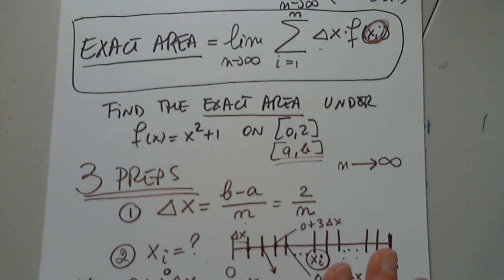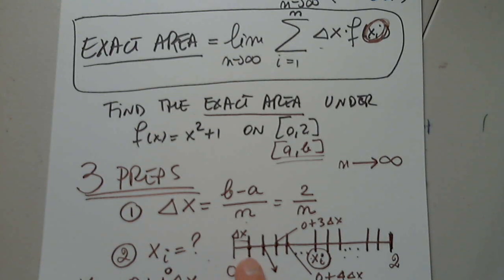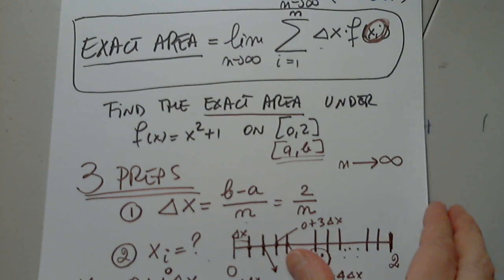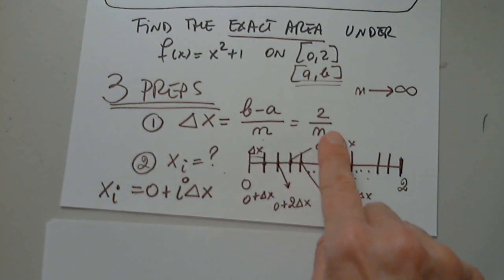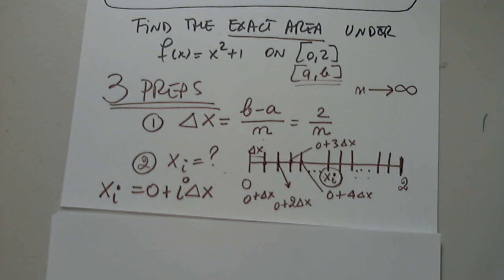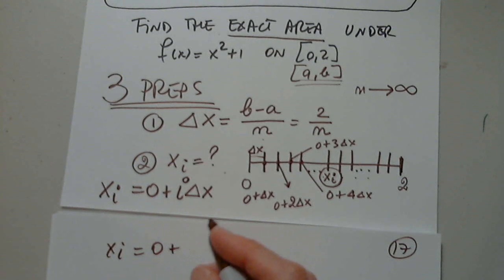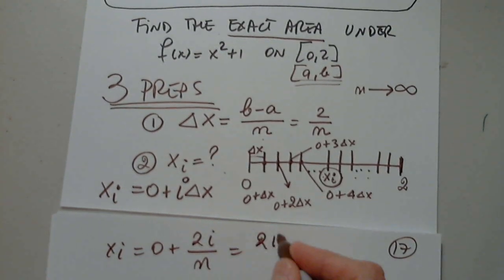And this is true for everything. If this is 1, this is 1. If this is 2, this is 2. If this is 3, this is 3. If this is i, this is i. So this is always the same formula. So xi is 0 plus i delta x, but I have to replace delta x by 2 over n. So xi is 0 plus i delta x, 2i over n. Of course, I'm not going to write it like this. This is 0. 2i over n.